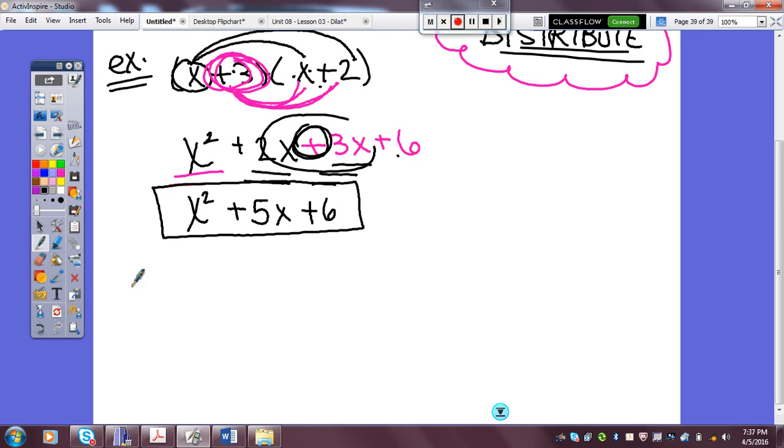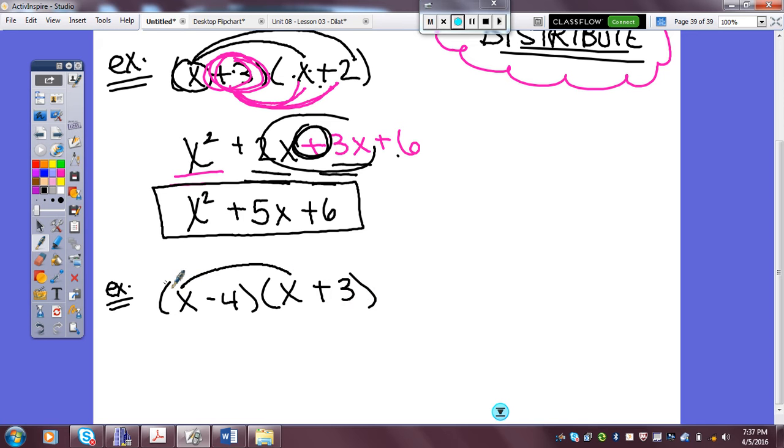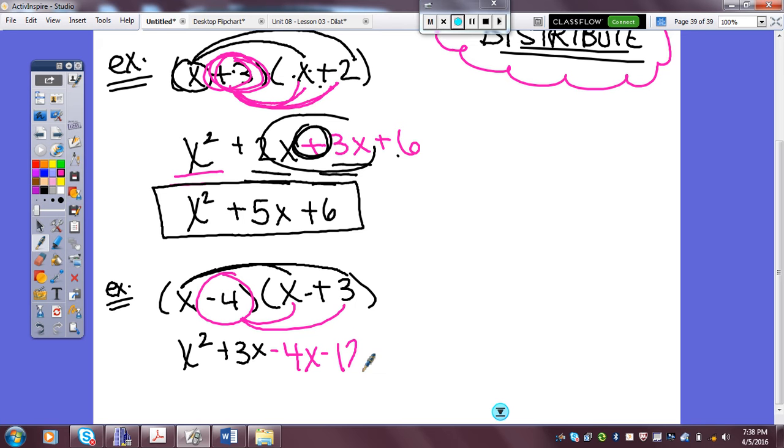Let's look at another one. X minus 4 times x plus 3. So I'm going to take x and I'm going to distribute him to everybody in that second parenthesis. X times x is x squared. X times 3 is 3x. So I've distributed x to everybody in my second parenthesis. Now I'm going to take negative 4 and distribute him to everybody in that second parenthesis. So negative 4 times x is negative 4x. Negative 4 times 3 is negative 12.